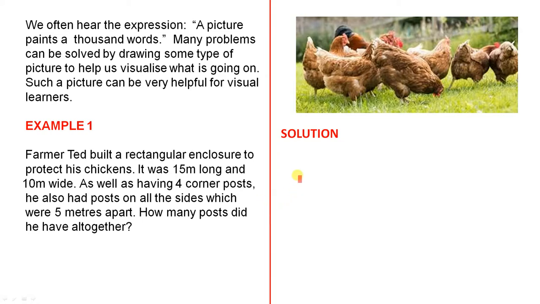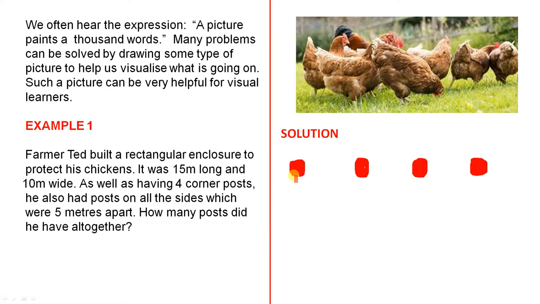Okay, so let's assume now we start to build the rectangular enclosure, and here is one post on the corner. Now let's take the length first. They said it was 15 metres long, so here's the next post, and that distance there is 5 metres, so it's still not long enough. Here's the next post, so that's another 5 metres, so altogether that's 10. It's still not long enough, so here's the last post. And now we've got 5, 10, 15. So that's the length.